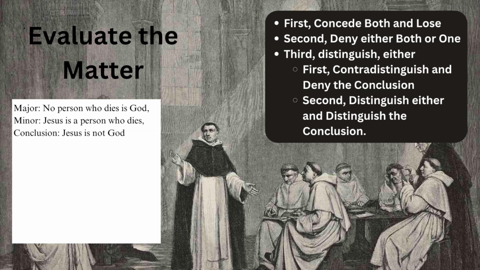Let's say someone argues like this against us. No person who dies is God, but Jesus is a person who dies. Therefore, Jesus is not God. This is an EIO syllogism in the first figure, which is one of the valid forms, so it is solid in its form. Further, to say that Jesus is not God is against Catholic teaching. In interacting with this syllogism, we can do three things.